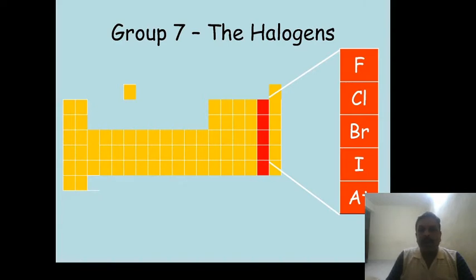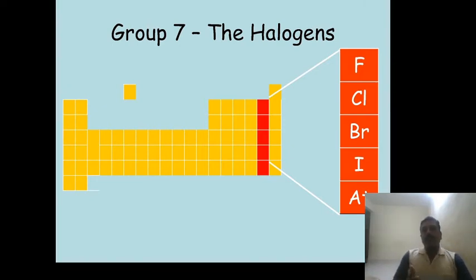All these elements are called the halogens because they are halo. If you see the Greek word, halo means the sea, and gens means bond. So it bonds from the sea. So they are called the halogens. They have similar chemical properties, and because of that they are placed in the same group.